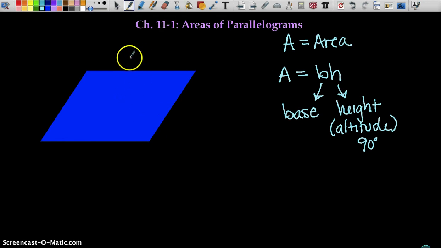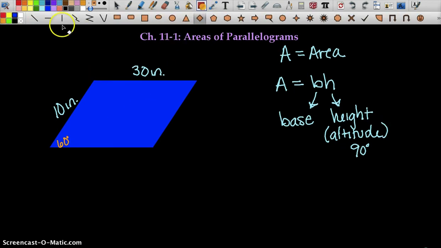So if I were to tell you that this is 30 inches right here and the side over here is 10 inches, I want to know the area. Oh, and this is a 60-degree angle down here. Make this 60. Okay? And if I want the area of this, we have to know, first off, the height.